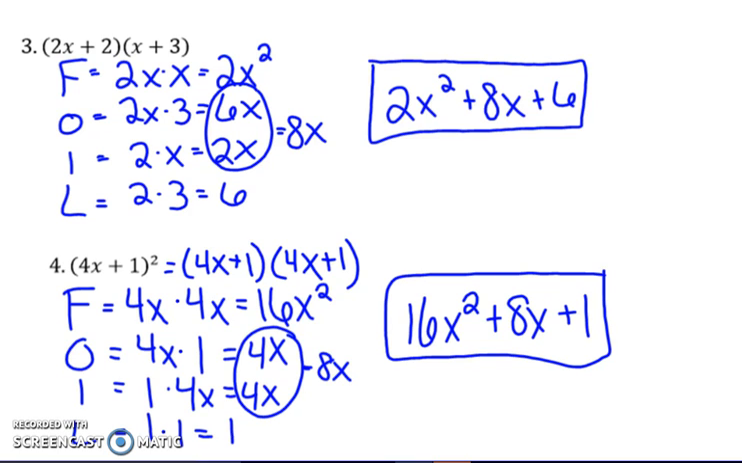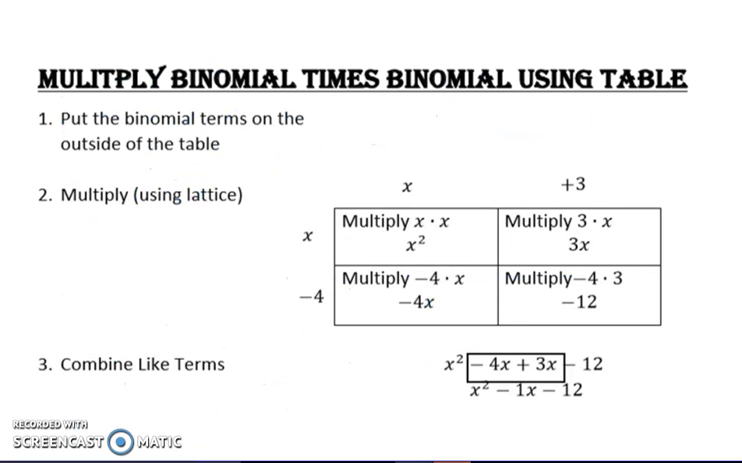Now, that's how you do the FOIL method. We're going to do one more method just to show you the difference between them. Again, you choose the method that's going to work best for you. The second method we're going to look at is using a table. And those of you that learned to multiply in elementary school using lattice method, it's very similar to lattice.